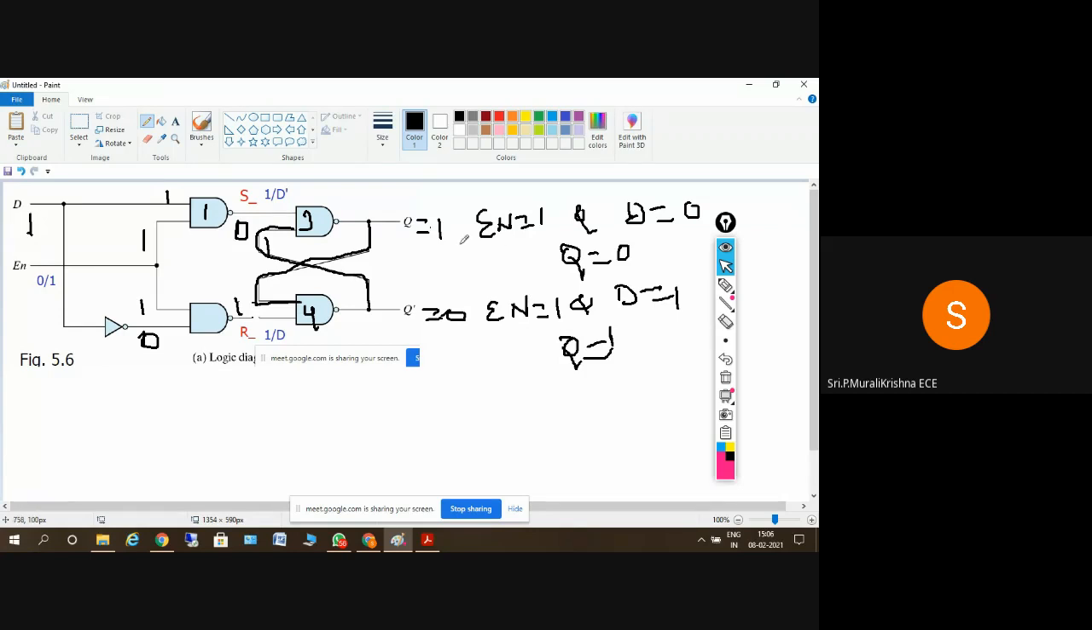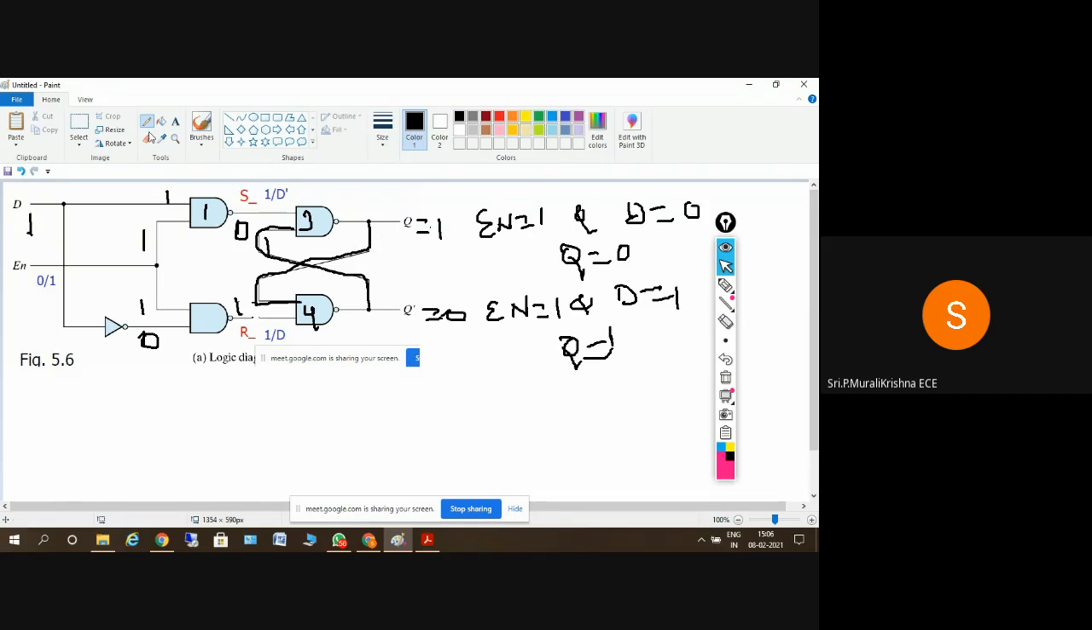Okay, so this is the data latch, which is also called a delay latch here. The data which is given as input is carried through the circuit and given as output here. So it is just a matter of delays happening here, which is also called a data latch.